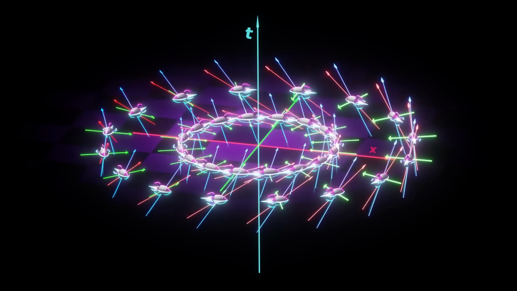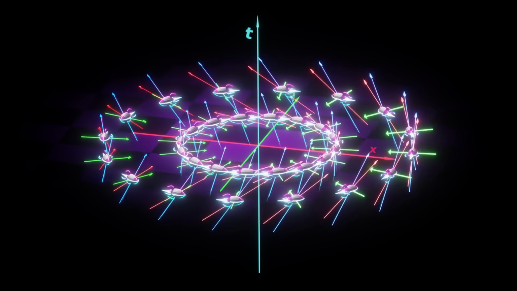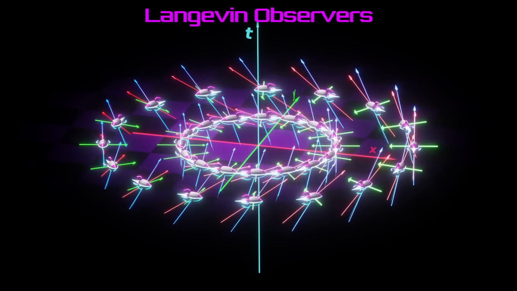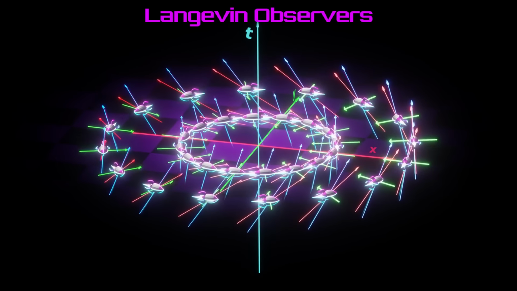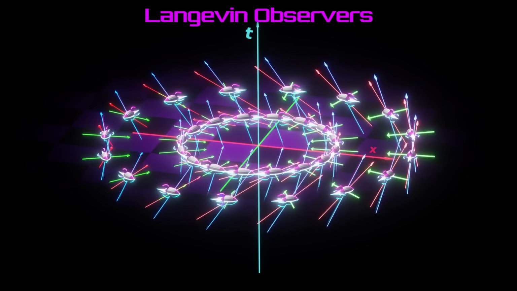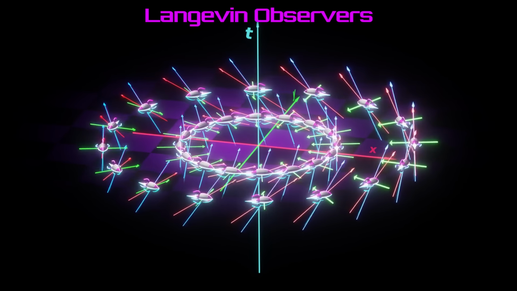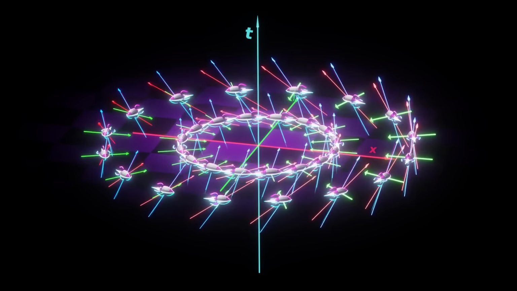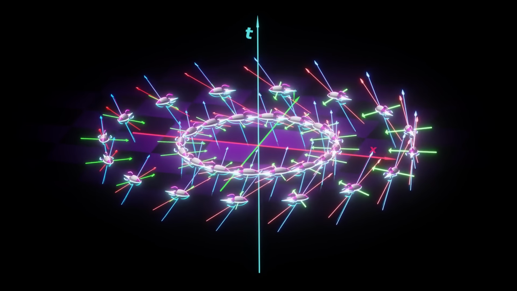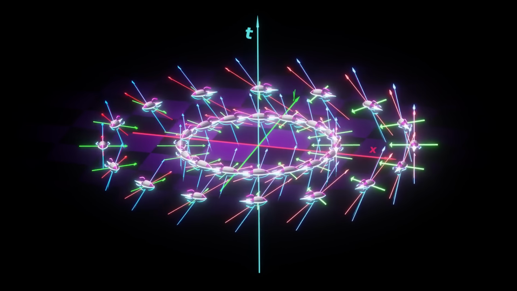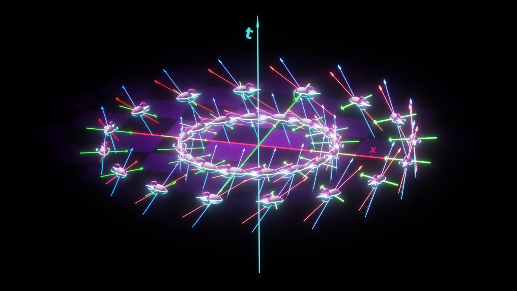So, here we now have a collection of rotating observers, aka Langevin observers, named after Paul Langevin, who was among the first to study the relativistic rotating frame. The idea is that each rocket is responsible for a small neighborhood around itself, tasked to determine its local geometry.